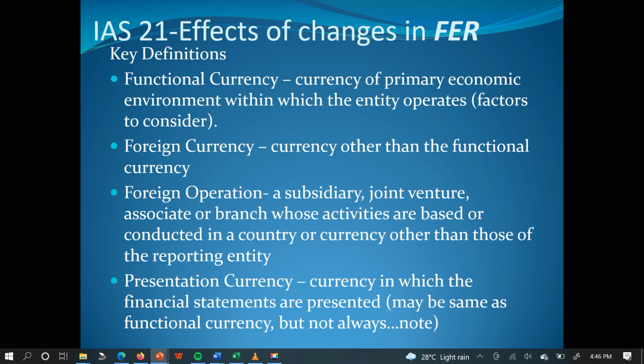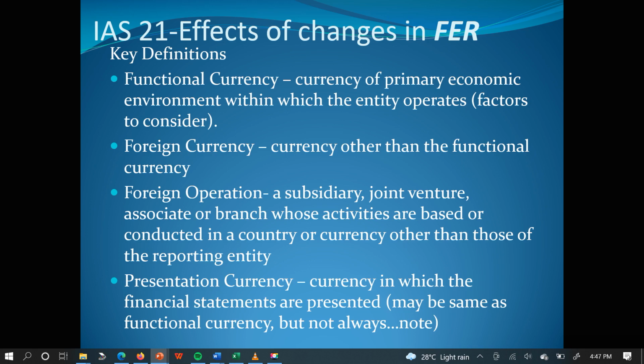So the scope. Some terms, standards, every standard comes with its own peculiar terms. So we need to be familiar with the terms of IAS 21. And IAS 21 really has terms. Functional currency. If you talk IAS 21, you must talk about functional currency. It is the currency of the primary economic environment within which the entity operates.